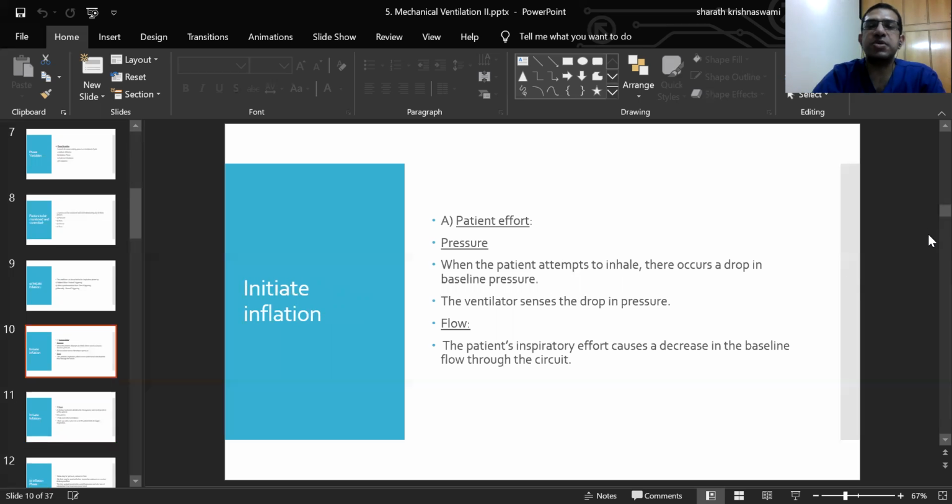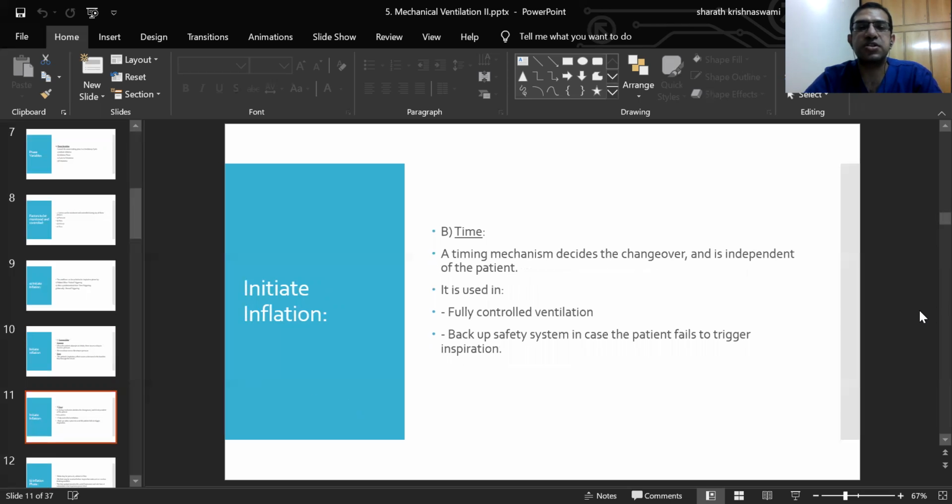Initiate inflation can be due to the patient effort, in which one of the common components is pressure. When the patient attempts to inhale, there occurs a drop in the baseline pressure. The ventilator senses the drop in pressure and delivers the breath. Flow: when the patient's inspiratory effort causes a decrease in the baseline flow in the circuit. The second component is time. The time mechanism decides the changeover and is independent of the patient. It is used in a fully controlled ventilation and is a backup safety system in case the patient fails to trigger inspiration.